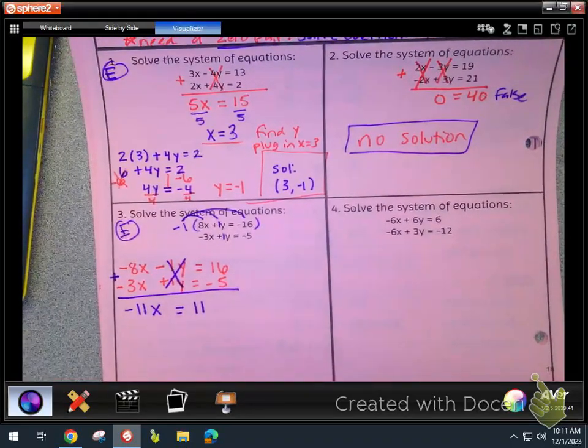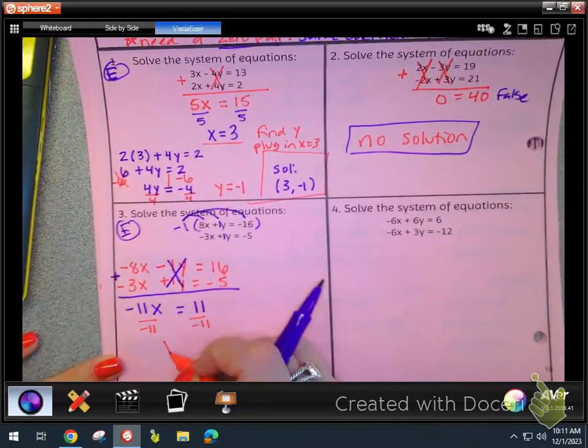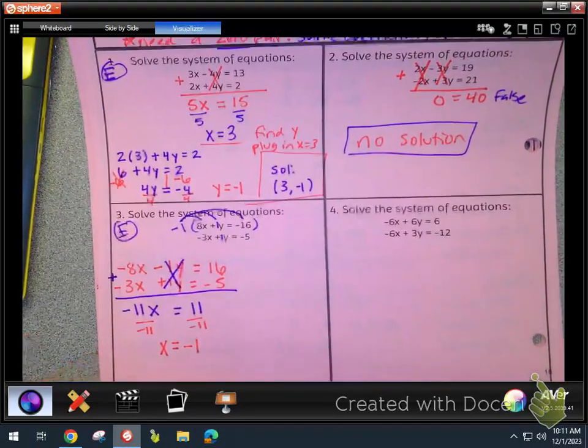And now I have a quick equation to solve. I just divide. So what is x actually equal to? -1. 11 divided by -11 is -1. So I found my first variable. We're done. No, we're not. We're close. And now I need to replace it in one of the problems.